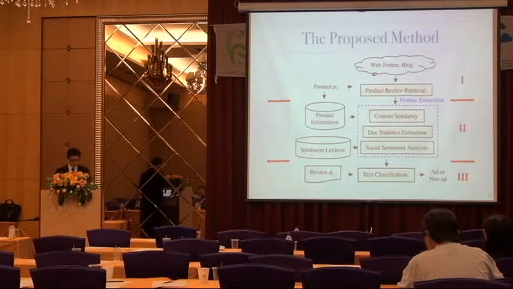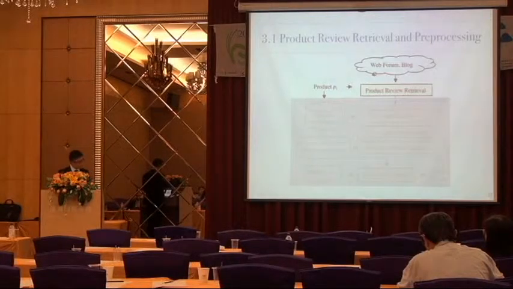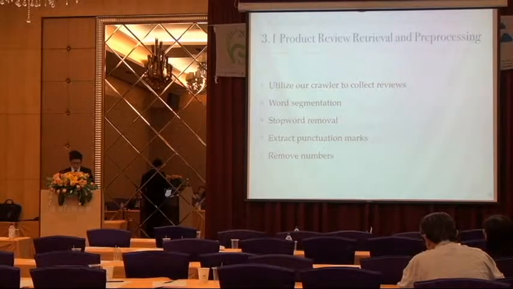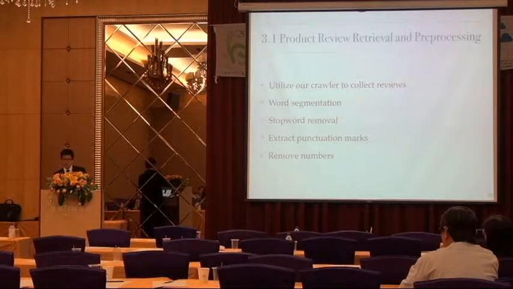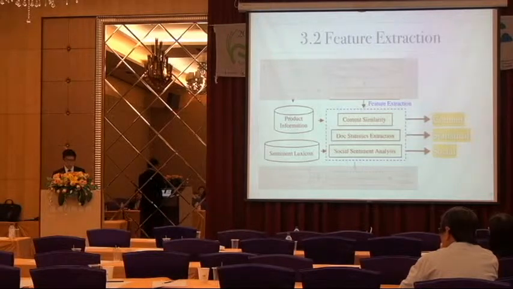The overall architecture of the proposed method is in this figure. There are 3 parts. This is the first part of our method. First, we utilize our crawler to collect product-related reviews for a given product from web pages and blogs. And we break each sentence into its component words by a word segmentation tool. Then we do stop word removal and extract punctuation marks from titles and reviews. Finally, we remove numbers.